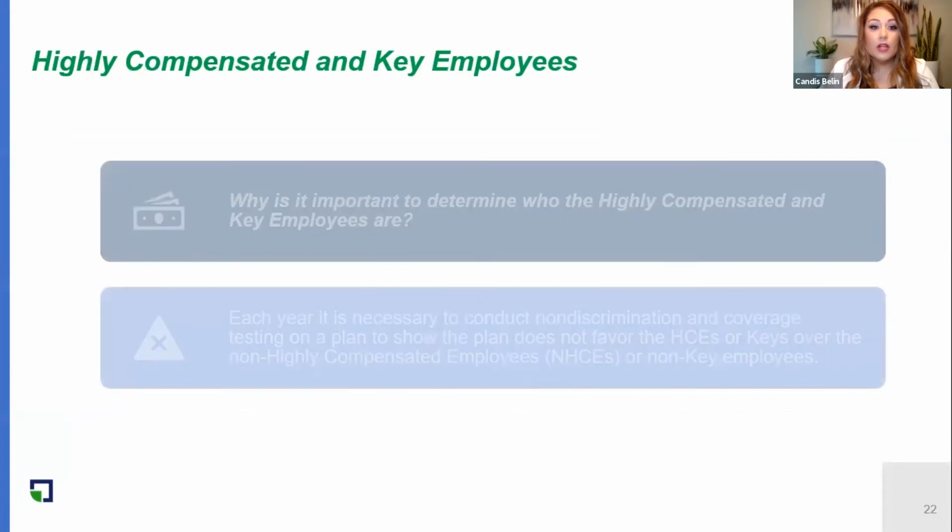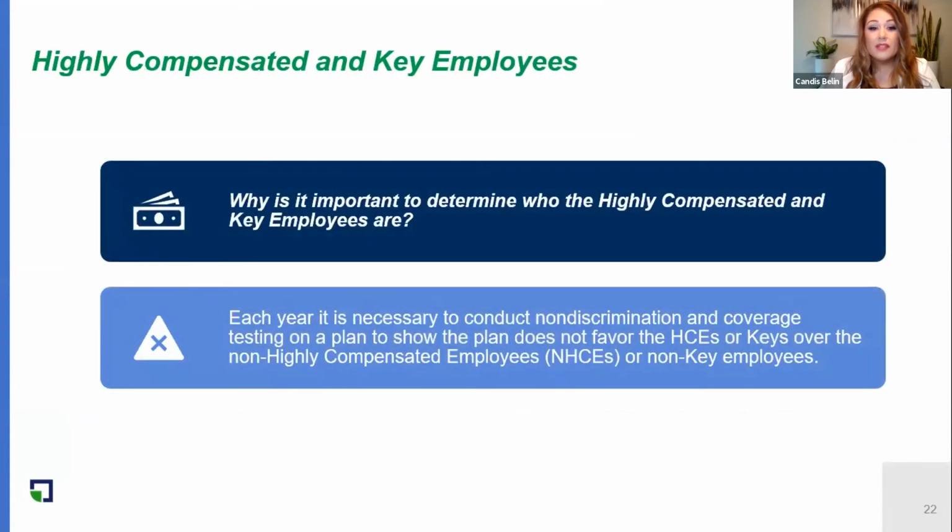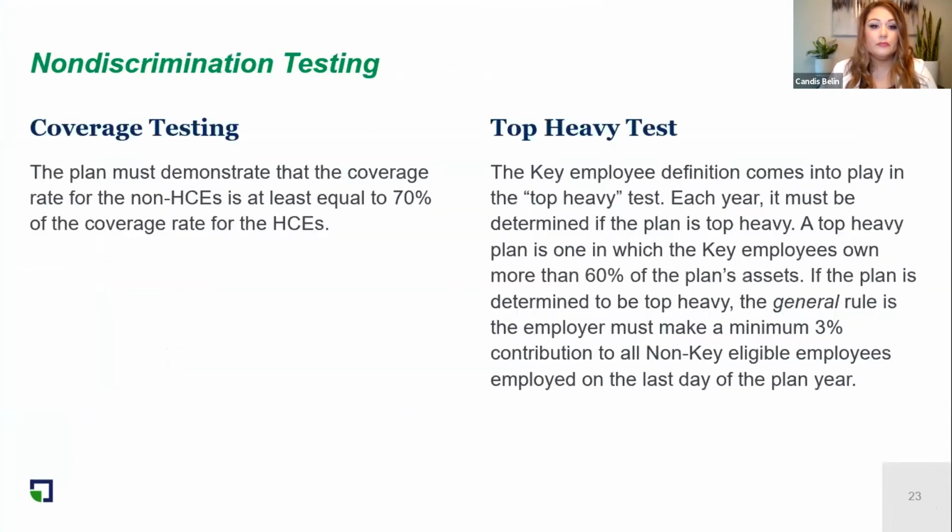Now, highly compensated and key employees. Why is it so important to determine who the highly compensated and key employees are? We have to conduct non-discrimination and coverage testing to show that the plan does not favor the highlies and the keys over the non-highlies or the non-keys.